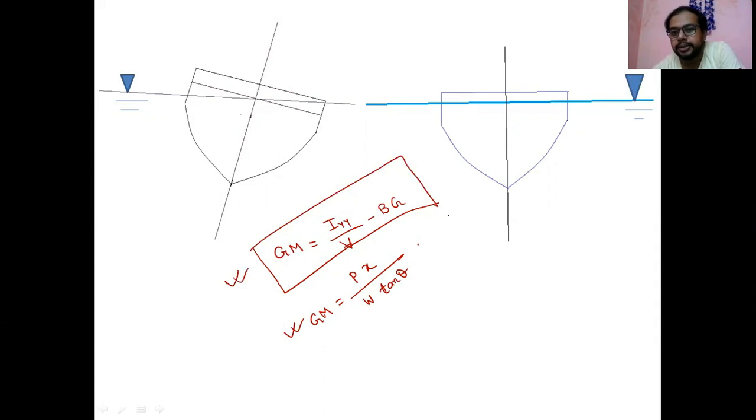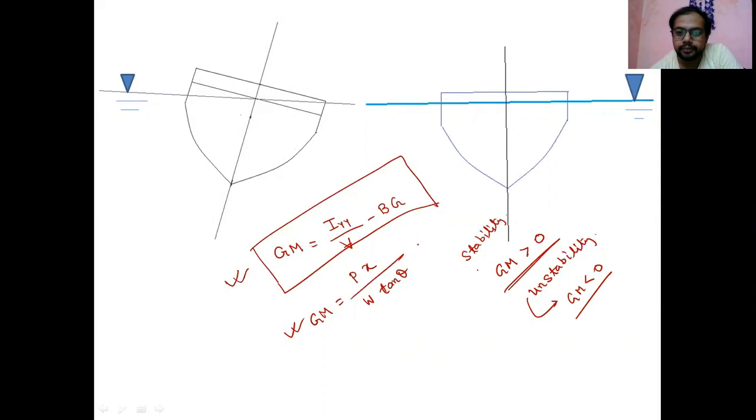Moreover, we have to ensure there is sufficient GM greater than 0 for the sake of stability. Instability will come when the GM value is less than 0. That is the condition for instability, and this is the condition for stability. Okay.